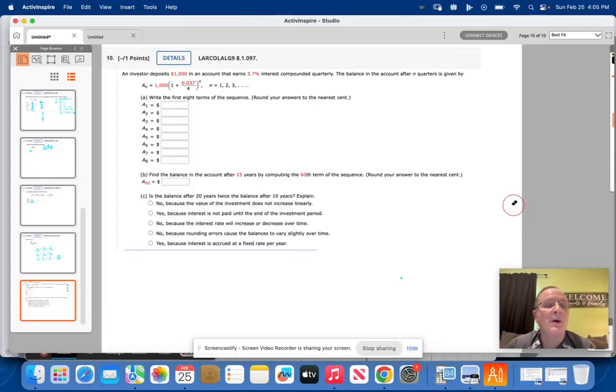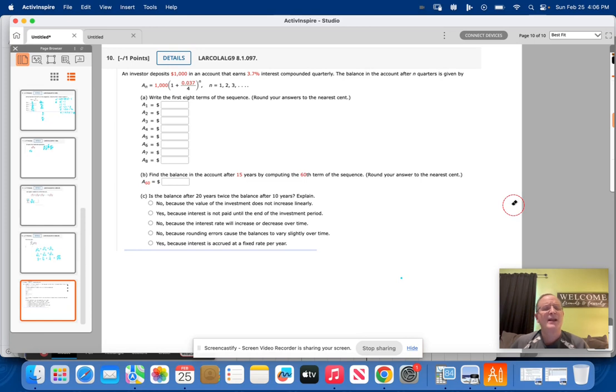Okay, last one. An investor deposits $1,000 in an account that earns 3.7% interest compounded every 3 months, or 4 times a year. The balance in the account after n quarters is given by that. So you're not making any changes. You just have $1,000. You throw it in there and just let it grow.